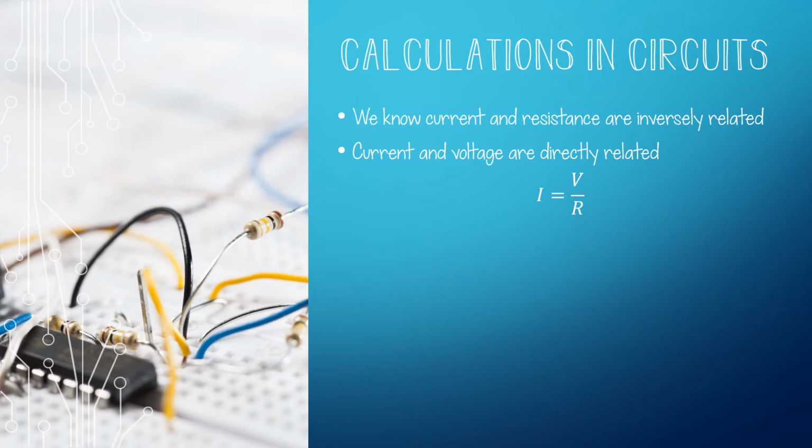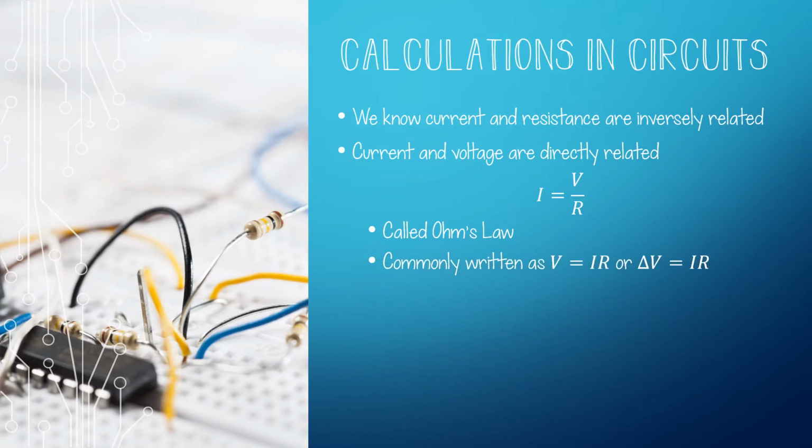So here's the equation that summarizes these two relationships. Current is equal to voltage divided by resistance. This is known as Ohm's law, which is named after a German physicist, George Ohm, who wrote about his discovery of these relationships and came up with this equation in 1827.